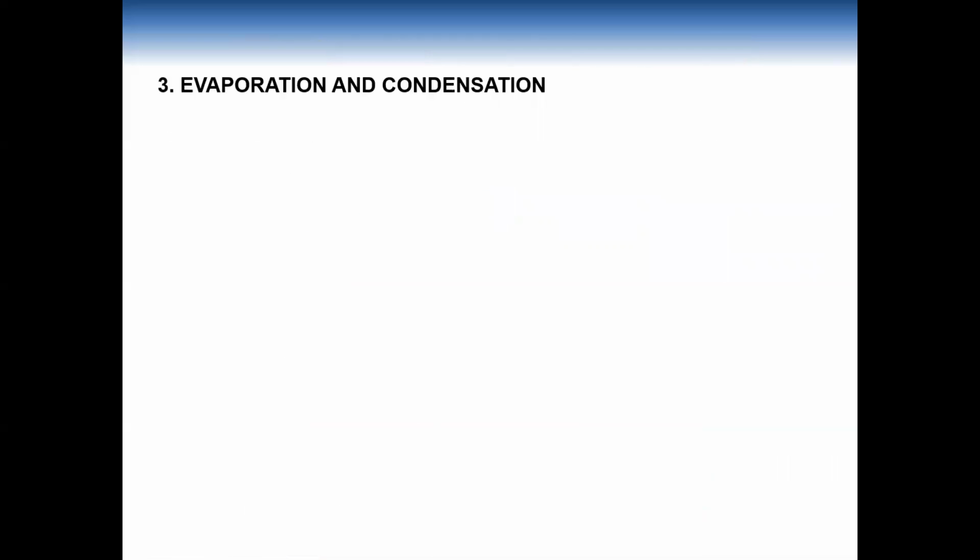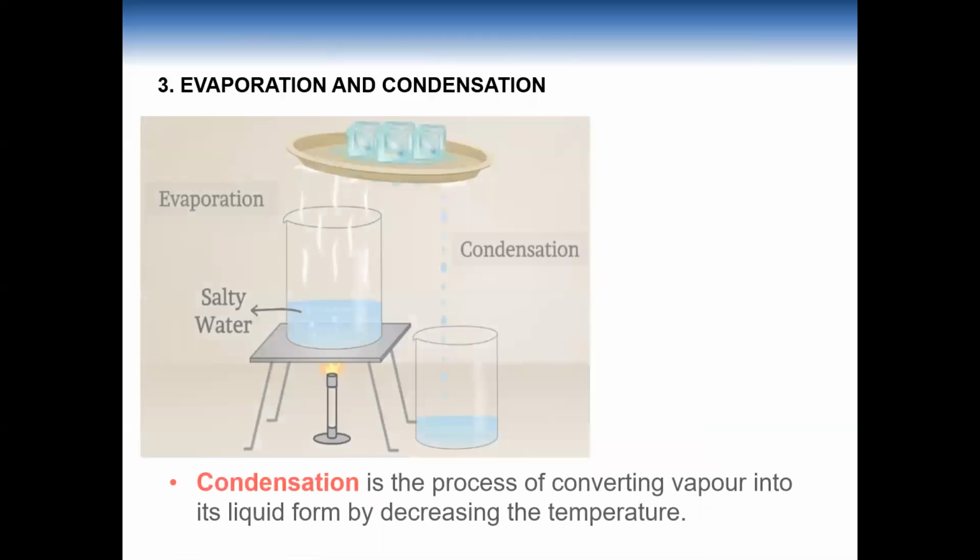After filtration, we can do evaporation and condensation. There is a beaker which contains salty water. When we provide heat to this beaker, all the water will get converted into water vapor. Salt will remain in the beaker, but water gets converted into water vapor. When this water vapor comes in contact with this metal plate where ice is present on the top, it condenses to form liquid. So the liquid gets collected in this beaker.